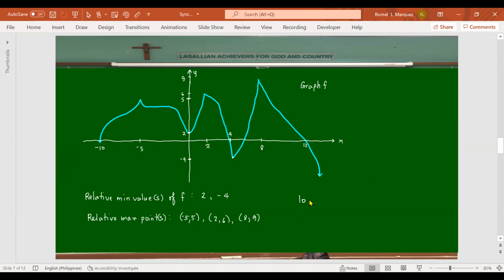What about local minimum points? Local minimum points, guys. Wait, sir, I'm still thinking. 0, 2. What else? Negative 4. 4, negative 4. Is that clear now? Yes, sir.